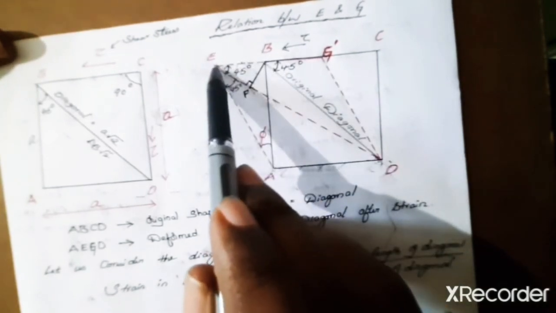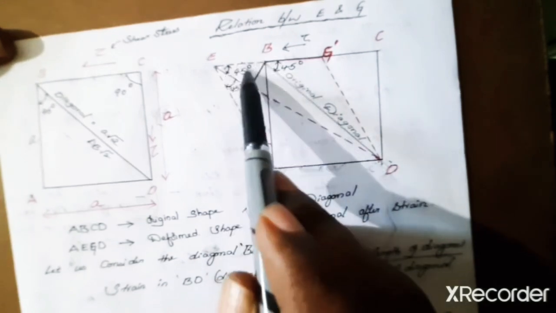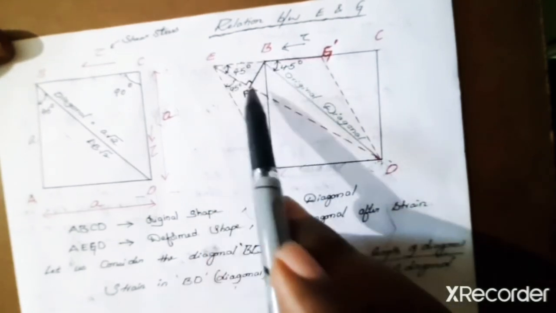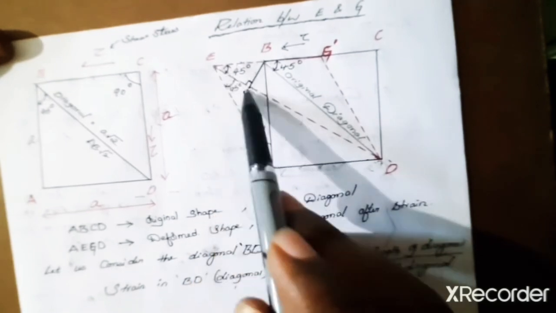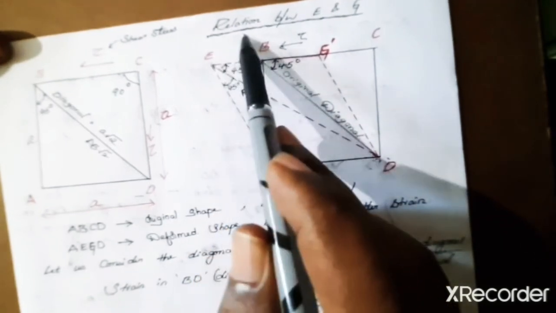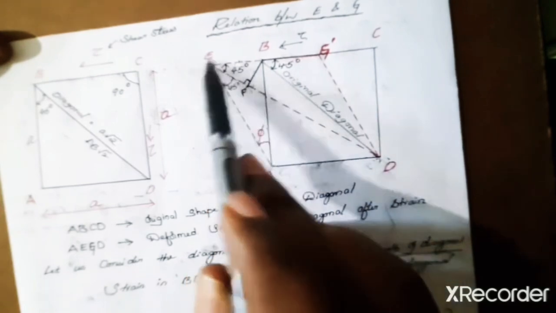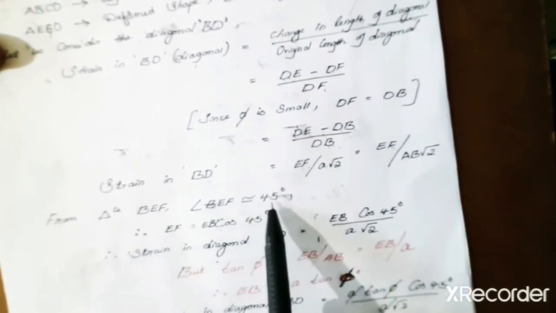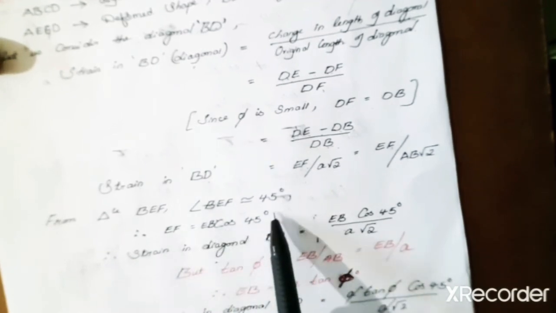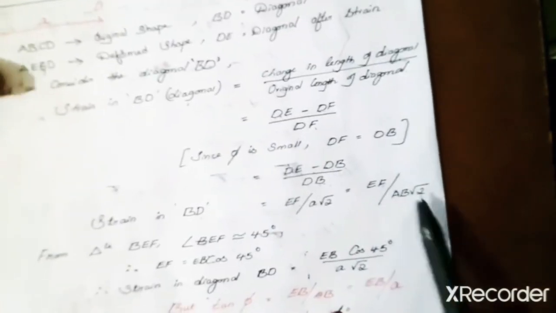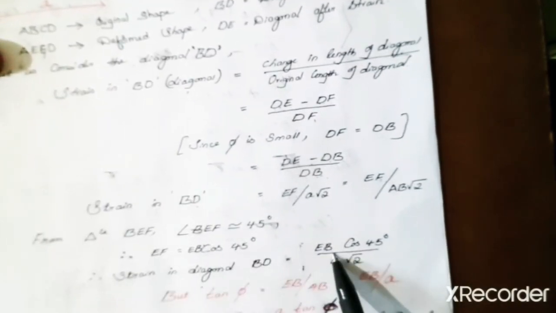So let us resolve this EB based on this angle. As AB is making an angle of 45 degrees with this EF, this will be the cos component, this will be the sine component. So this will be equal to EB cos 45. So from triangle BEF, angle BEF is approximately equal to 45 degrees. Therefore, EF equals EB cos 45 degrees. So let's replace the values over here. So EF can be written as this. So EB is written as EB cos 45 degrees divided by A root 2.